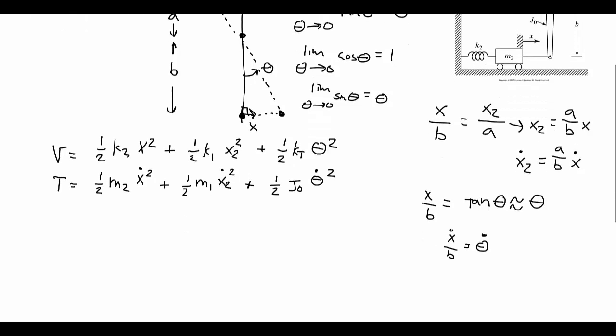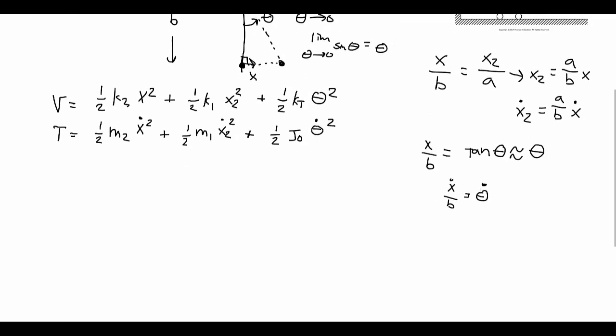Right, so with our geometric relationships here, I will be able to substitute x2 out and x2 dot out, and theta out as well. So now I can, let's go to v, and I can rewrite v. So 1/2 k2, so the first term is already okay, x is what I want everything in, plus 1/2 k1, now x2 is a over b times x.